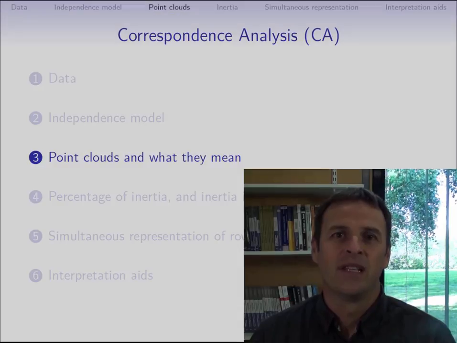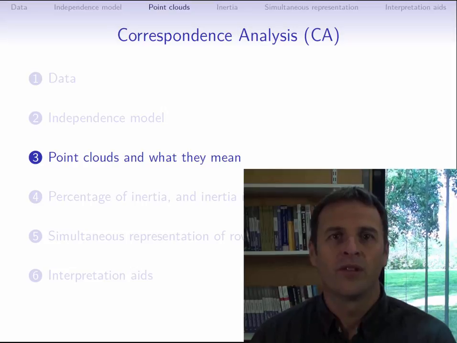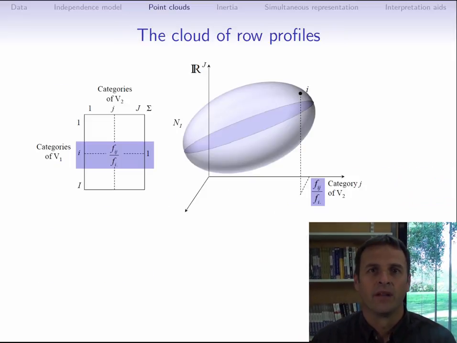We have seen that correspondence analysis works with respect to an independence model. Now, to further describe correspondence analysis, we are going to work with essentially geometric ideas and construct point clouds in space. First, let's build the cloud of row profiles.